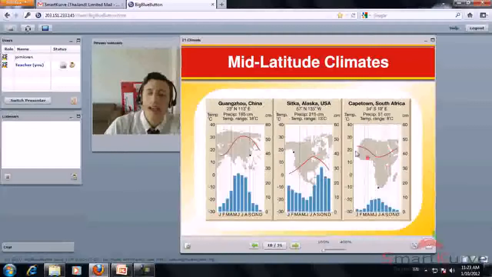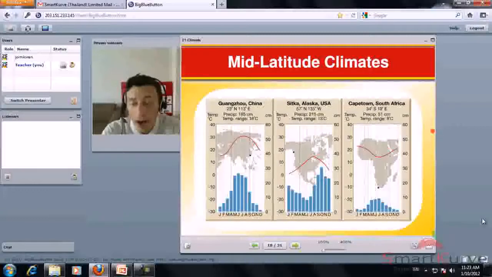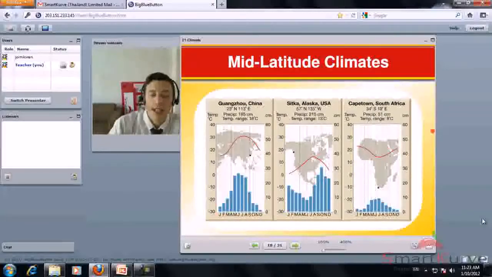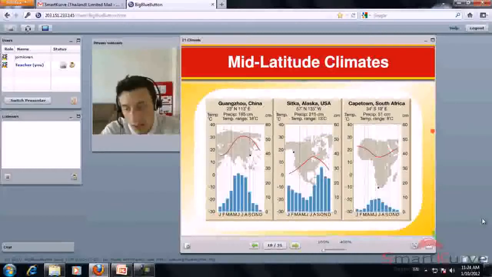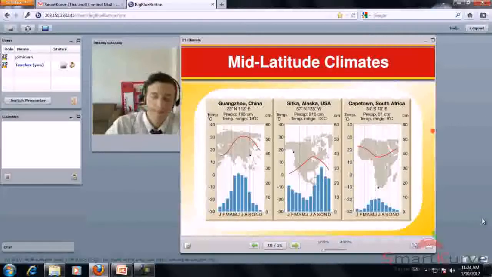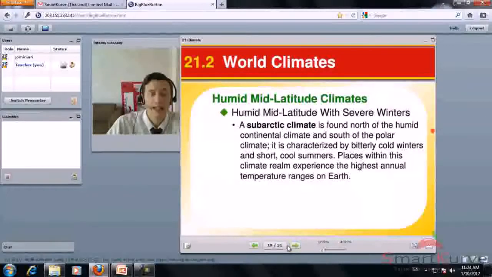And then the final one, Cape Town in South Africa. Notice Cape Town is much drier than either Guangzhou or Sitka. Notice that there's much less variation, both in temperature and in precipitation. So notice that temperature peaks around January and February, and precipitation peaks around June and July. So three very, very different types of mid-latitude climates.